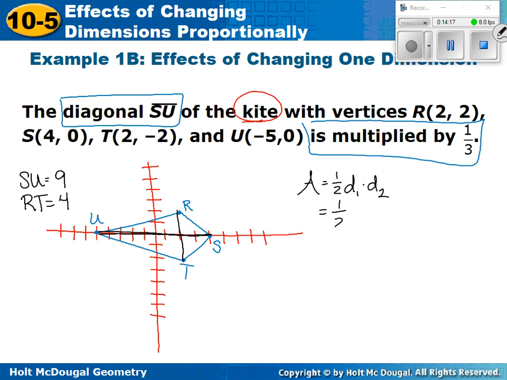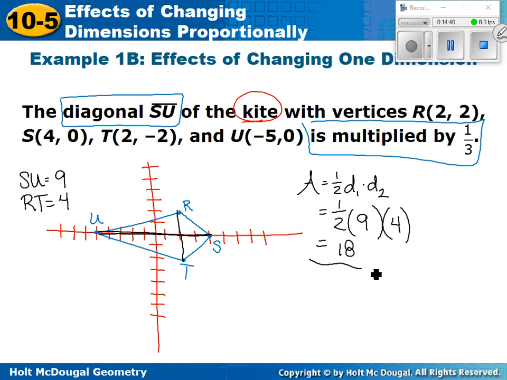All right, what am I going to plug in for one of my diagonals? 9. What am I plugging in for the other one? 4. What's half of 9 times 4? 18. So the original kite has an area of 18 square units. Everybody okay with the original area?